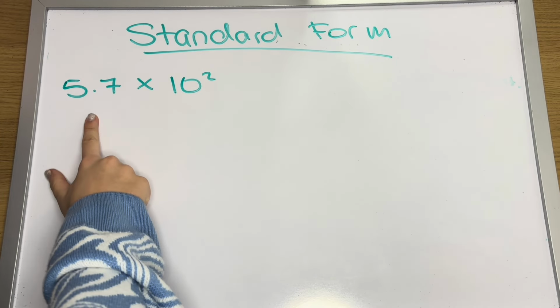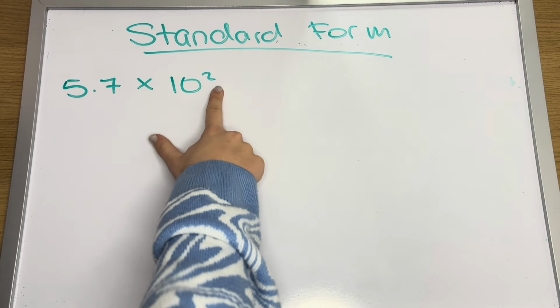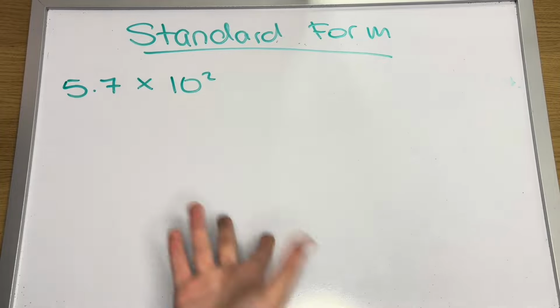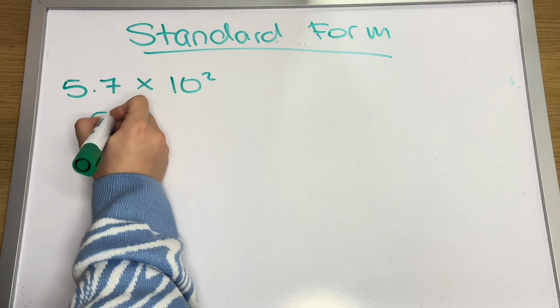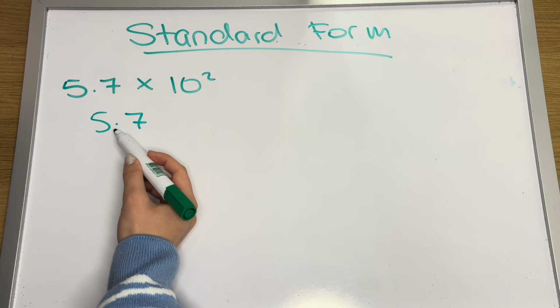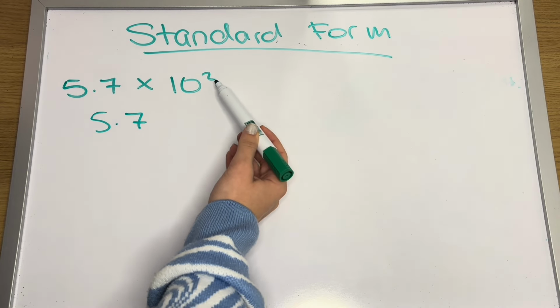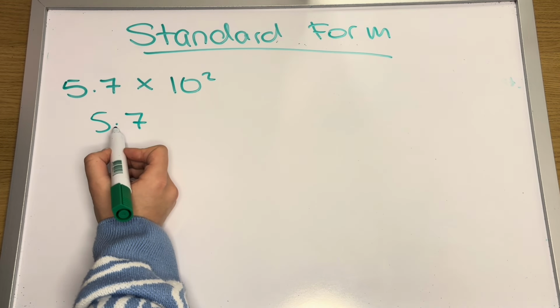Given 5.7 multiplied by 10 all over 2. This is in standard form, and you are told that you need to convert this back into its original number. What you would do is take 5.7 and look where the decimal place is. And 10 is raised to the power of 2. So that means that this decimal point was moved twice.